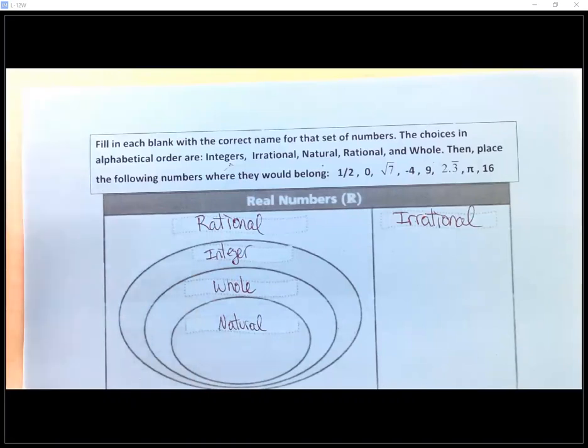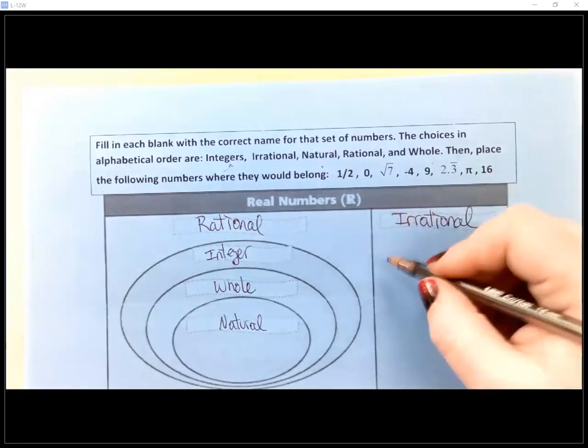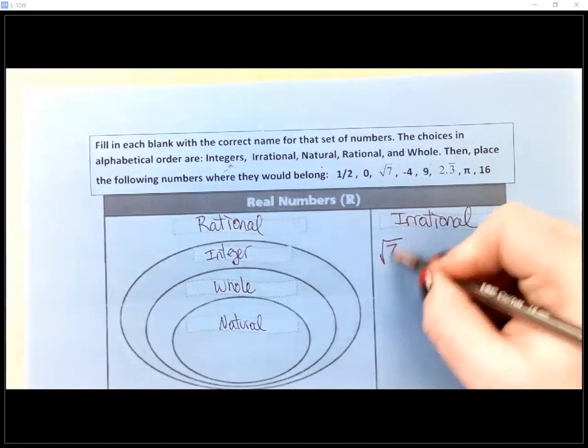Okay, let's try and put some of the numbers down. Did everybody put their numbers down? I didn't tell you to, so if you did, that's okay. You can tell me one of them. Oh, the square root of 7. And where did you put it? Irrational? Yes, I agree. So square root of 7 belongs on our irrational side.